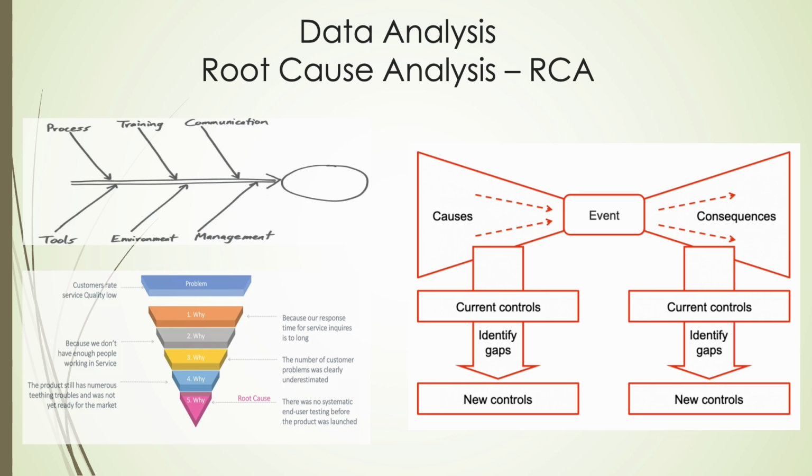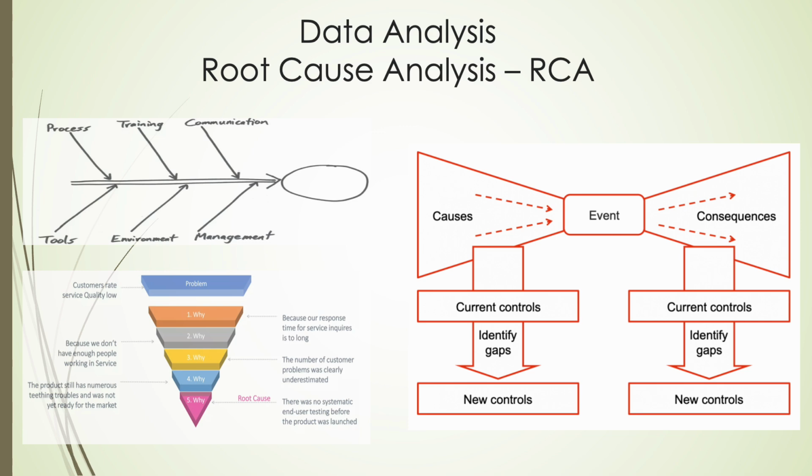Steps to conduct 5 whys. First, identify the problem. Define the issue that needs to be addressed. For example, the machine broke down. Ask, why did the machine break down? The belt broke, for instance. Continue asking why. For each answer, ask why again. Continue asking why until you reach the root cause, typically after 5 iterations, but sometimes more or less.